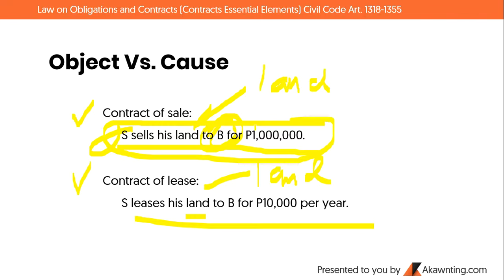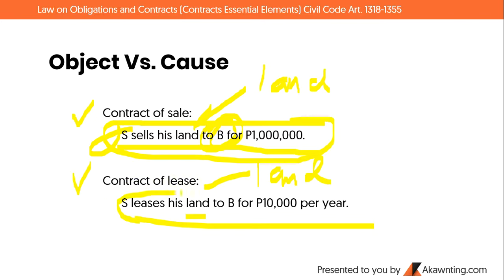So, depende yon. Yung cause, nakadepende po siya sa kung kaninong perspective. Okay? So, inuulit ko, si S, ang cause, kung bakit siya nag-enter into a contract, is because of the price of the land. Okay? Sana malinaw. And while for B, the cause for entering into a contract is for the delivery of the land.